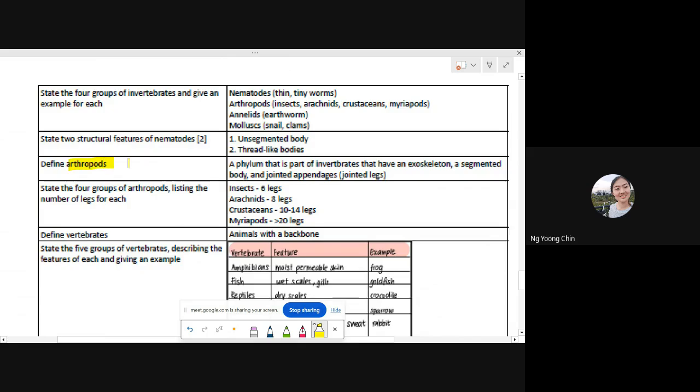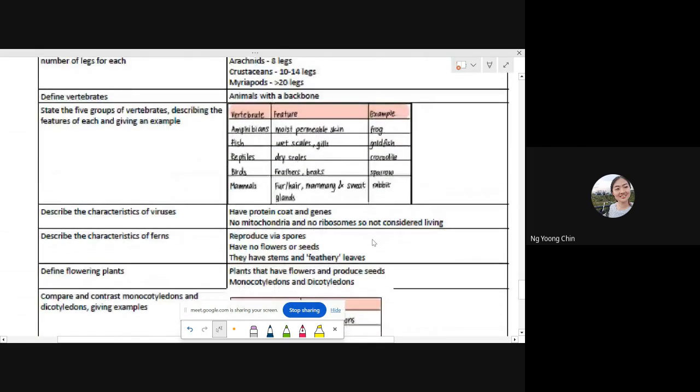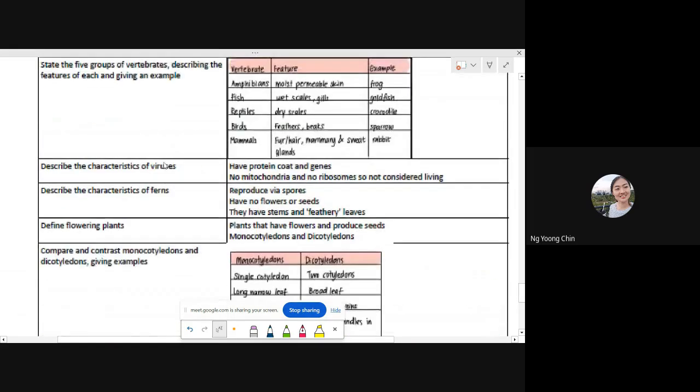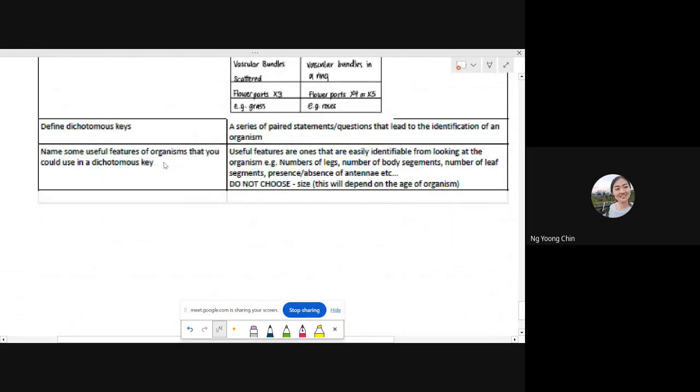Arthropods are invertebrates that have an exoskeleton, segmented body and jointed appendages. You can say jointed legs is enough. No need to write jointed appendage, as jointed appendage and jointed leg have the same meaning. Okay, the virus characteristics and also the ferns. I think that's all for this chapter.